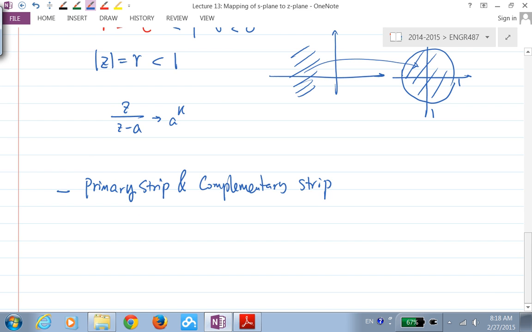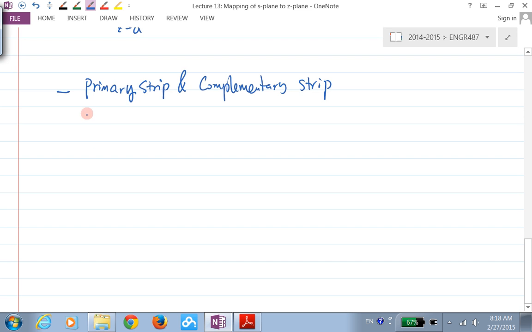So let's look at some specific examples now. If s equals sigma plus j omega, rewrite that: e to the power of st, e to the power of sigma T, e to the power of j omega T, like this.